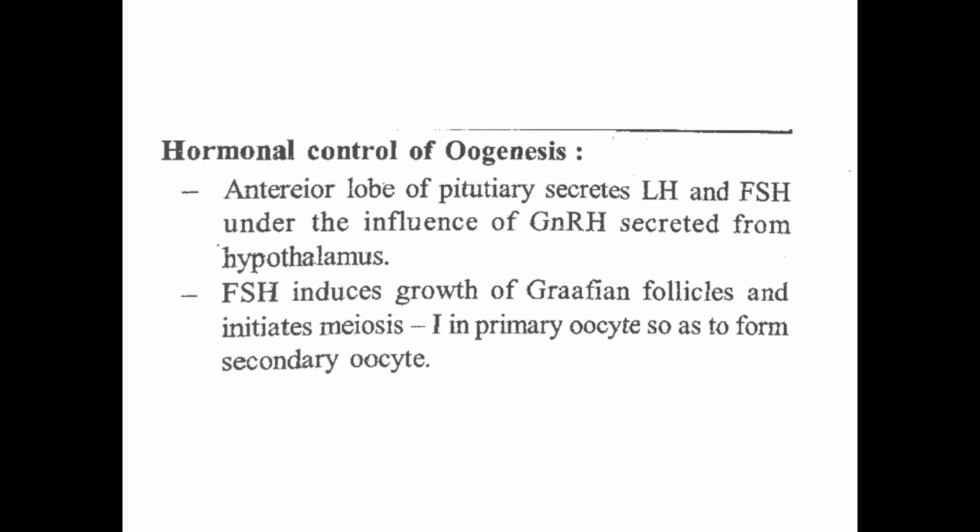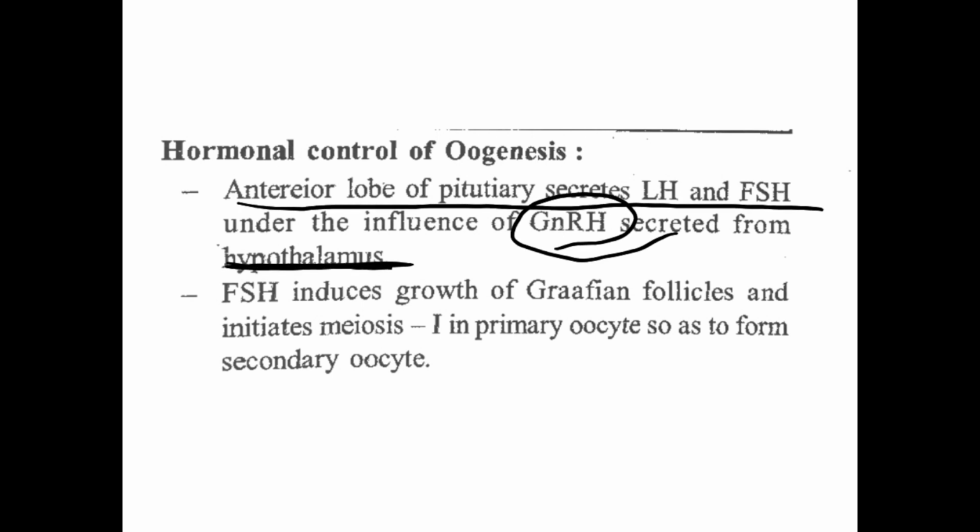What is the hormonal control of oogenesis? The anterior lobe of the pituitary secretes LH and FSH hormones under the influence of gonadotropin hormone secreted from the hypothalamus. Gonadotropin hormone is secreted in both male and female from the hypothalamus, which stimulates the secretion of luteinizing hormone and follicle stimulating hormone, that is LH and FSH.